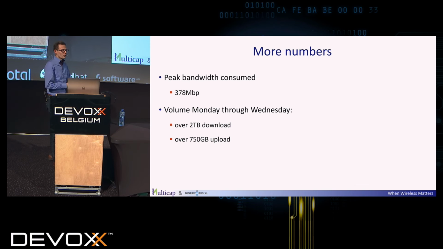If you want to see more numbers, the peak bandwidth that you guys consumed was a little less than 400 megabits, so the 500 megabit pipe is still sufficient. We can upgrade it to 1 gigabit if needed, so come on and do your best. The volume that you guys produced from Monday through Wednesday was slightly over 2 terabytes of download traffic and well over 750 gigabytes upload, which is rather okay considering the amount of people we have.